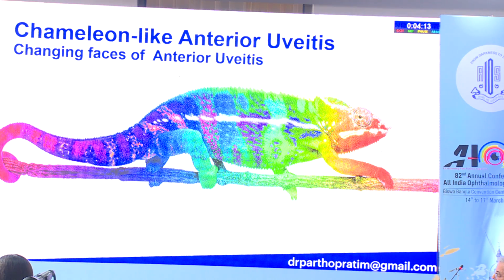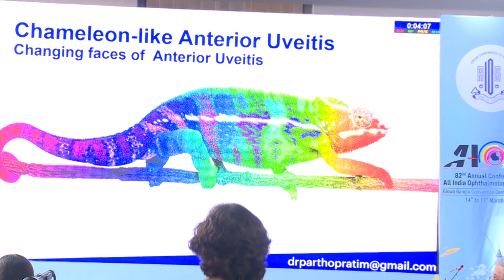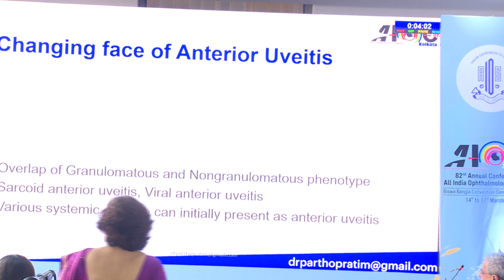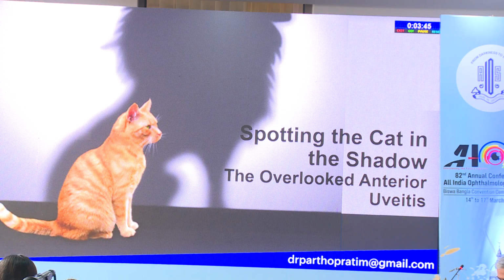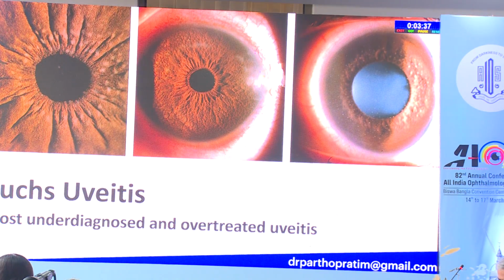Also, you have to understand this kind of picture can have a changing phase, not only in this animal, but sometimes uveitis also can change phase like this. Most commonly you see an overlap of granulomatous and non-granulomatous. For example, sarcoid is a classical example: though it can present with granulomatous uveitis, sometimes it can present with non-granulomatous. Similarly, viral anterior uveitis can run a chronic course, or it can come with a very hyperacute course. So sometimes you need to spot the cat in the shadow, like sometimes we overlook anterior uveitis. The classical example is Fuchs uveitis, the most underdiagnosed and overtreated case of uveitis.